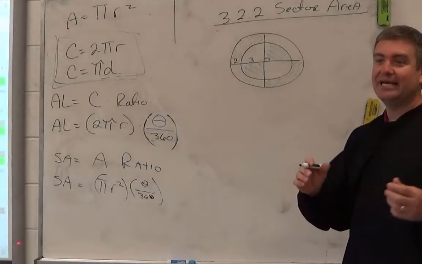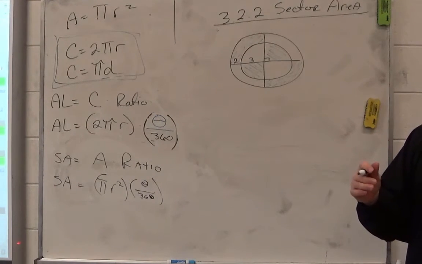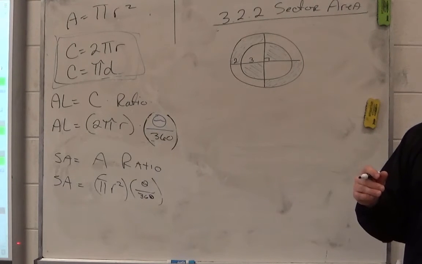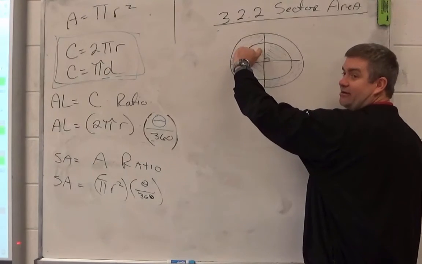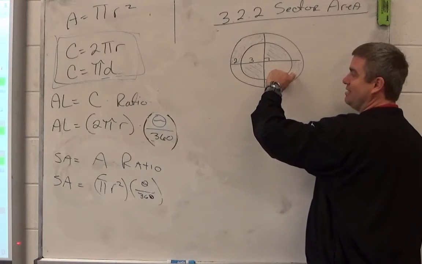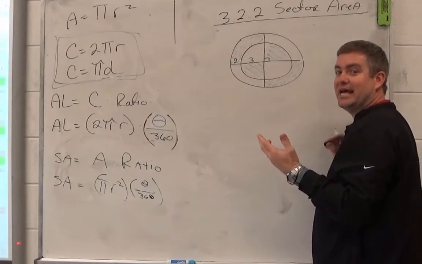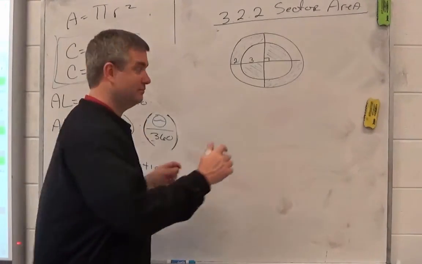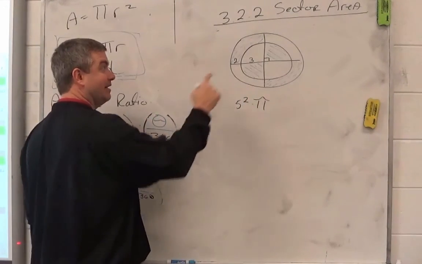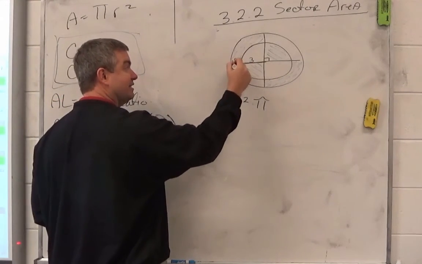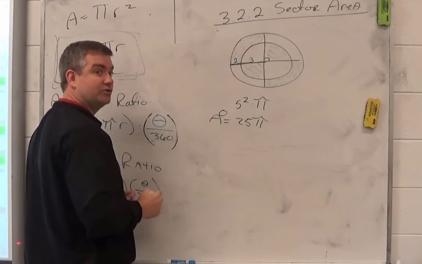Here's a question, and this is about visualization. This problem is not as hard as you probably made it. If I take this section right here and move it there, and I take this section right here and move it there, how much of the circle would be shaded? Half. What's the area of the entire circle? 5 squared times pi. Where did I get 5 from? If that's 3 and that's 2, then the radius of the entire circle is just 5. So the area of the entire circle is 25 pi.